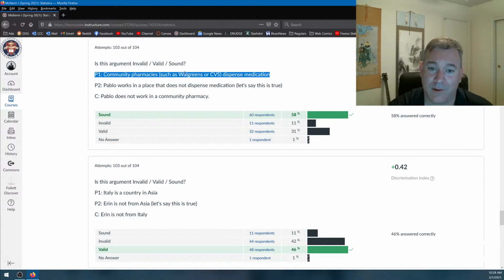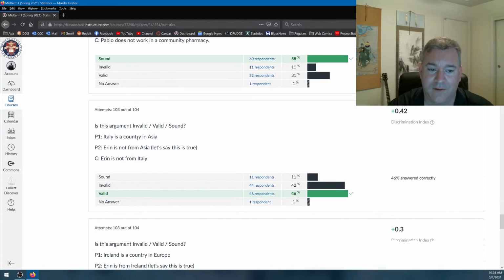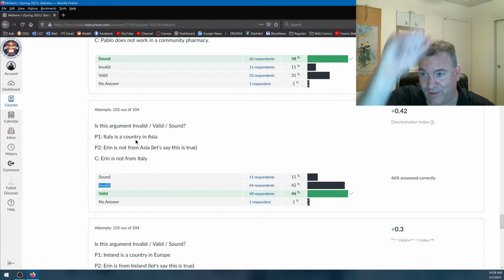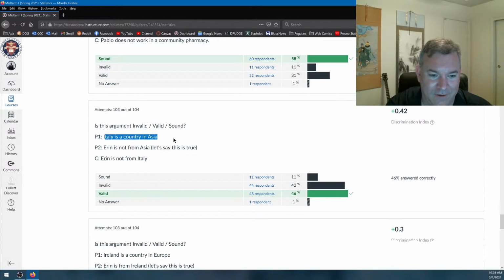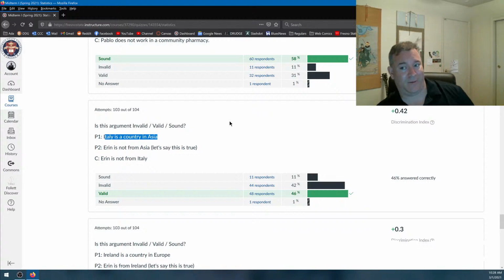In this case, the premise is true, so it's sound. In this case, the premise is false, so it is valid. It is valid, but not sound. Okay? It's interesting that, even though it's the exact same form, a lot more people said it was invalid this way. Probably, and this is a psychological thing, right? They just look at that and think, oh, it's invalid. That's not what it means.